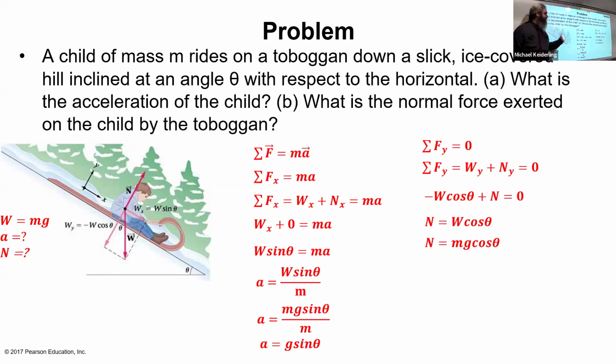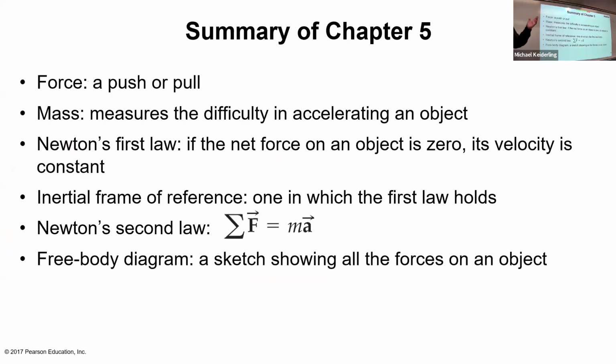And this setup where normal force equals mg cosine theta and the force from gravity down the slope is mg sine theta is fairly common. Because if you just have a thing on a slope, on an incline, that's what you get. Any questions? Okay. So that's the end of normal forces in chapter 5. They'll come up again in chapter 6.